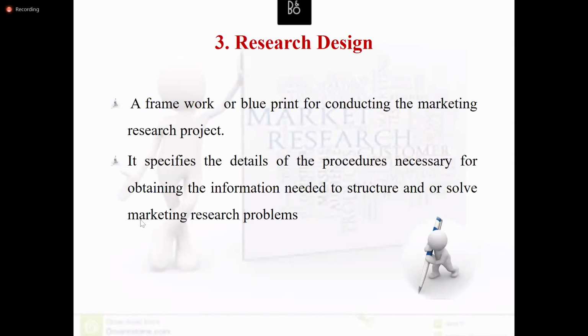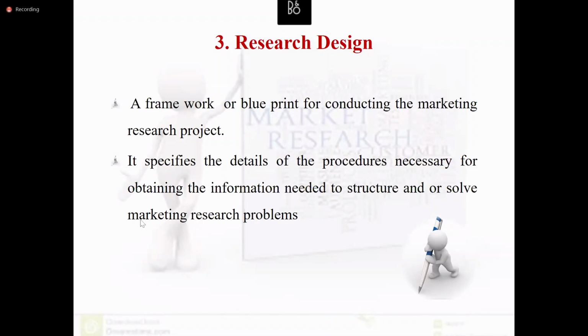And apart from that, out of the sample that we have selected, how are we going to distribute the questionnaire, or how are we going to make the observation? This is very particularly related to the questionnaire distribution.